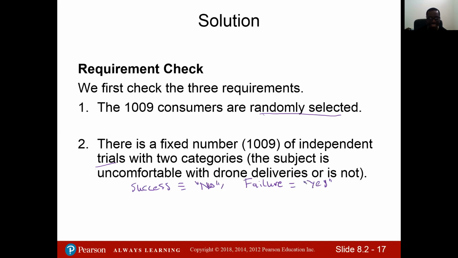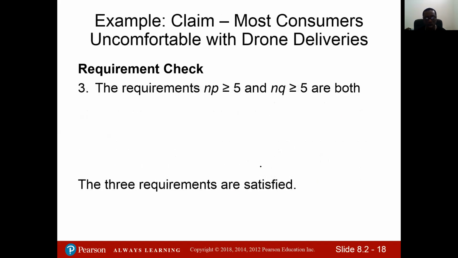Okay. The third requirement is that we want np and nq to be at least 5, so we have at least 5 successes and 5 failures. Now, what is my p? My p is what is under the null hypothesis. So in this case, what is my null hypothesis? It is p equal to 0.5, if you want to know if the majority is more than 50%.